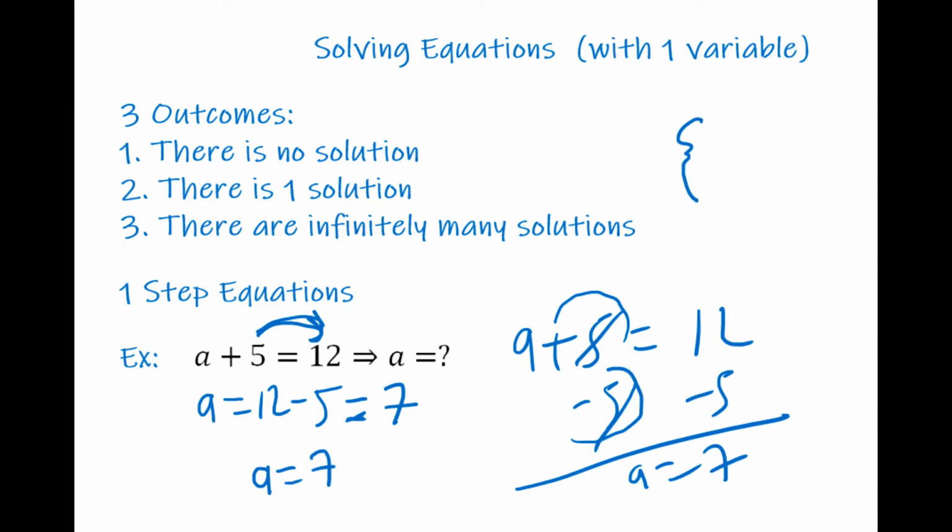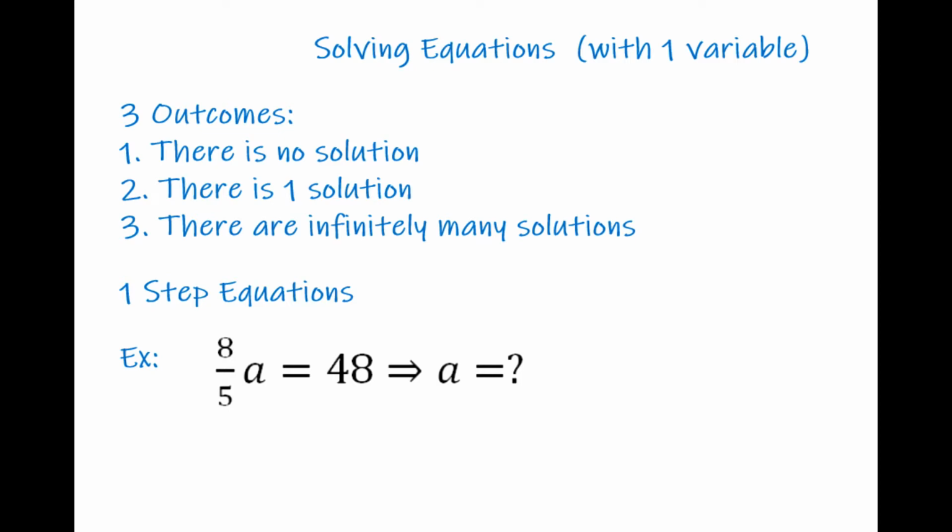And the solution can be shown like this, 7 in curly braces. And as you can see here, we have just one solution. If you look at the three outcomes, that fits here exactly. And let's take a look at our next question.